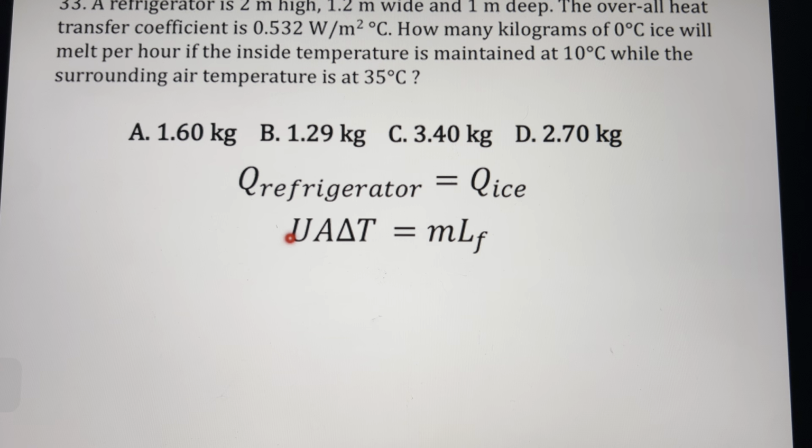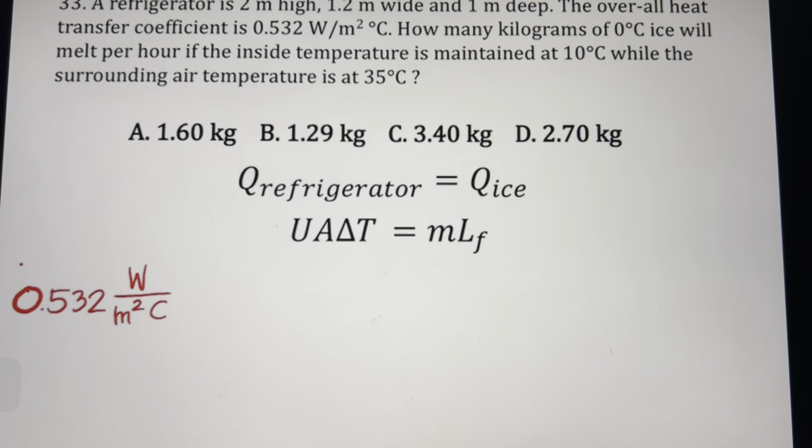Okay, let's start with U. So that's equivalent to the overall heat transfer coefficient 0.532. That's watts per square meter Celsius times the area, meaning that's the total surface area exposed in the refrigerator. As you can see, the dimensions are given. So let's use the formula for the total surface area for a refrigerator given the length, the width, and the height. So that is twice the sum of all the combinations of the rectangular faces.